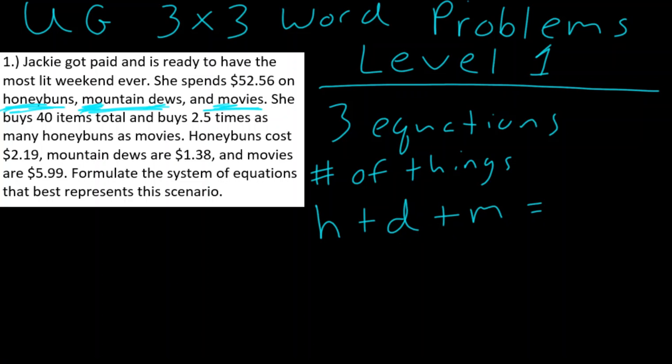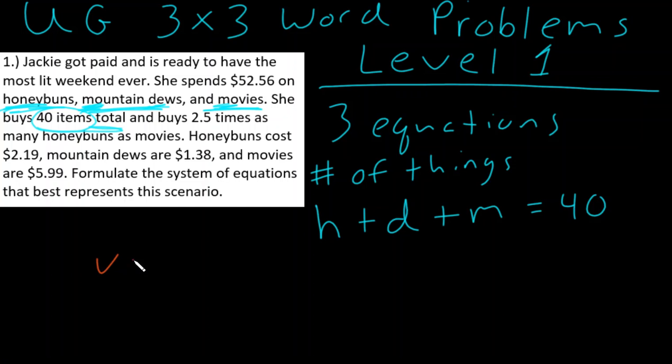Now this is the number of things. So you want to look through this problem and find out, well, how many items are there in total? And she buys 40 items total. So this must equal 40. All right, let's switch colors.